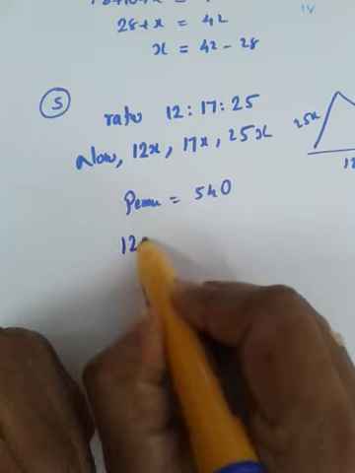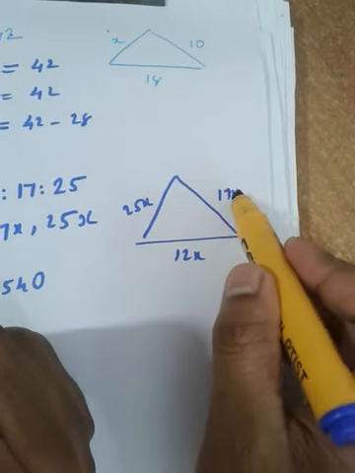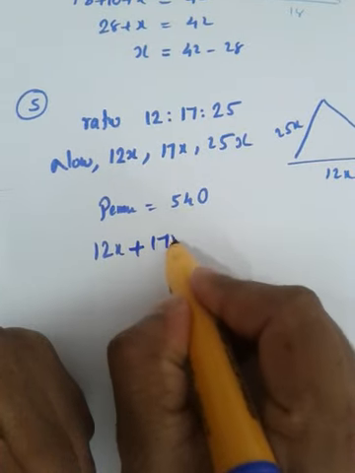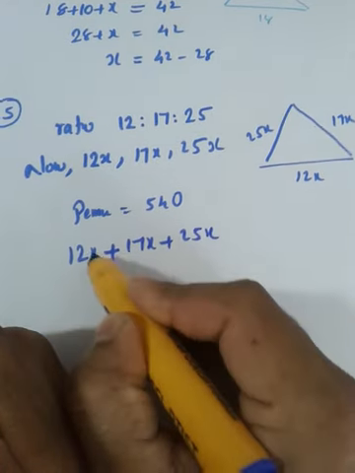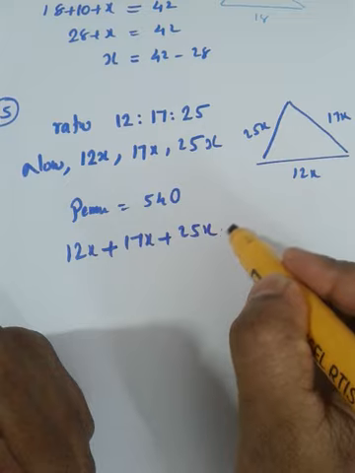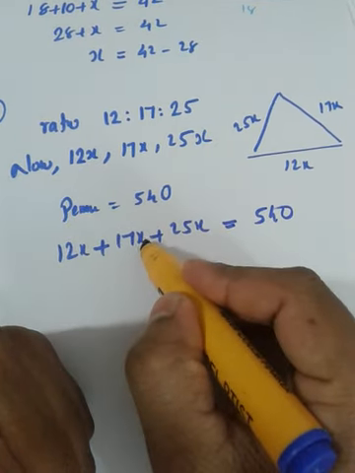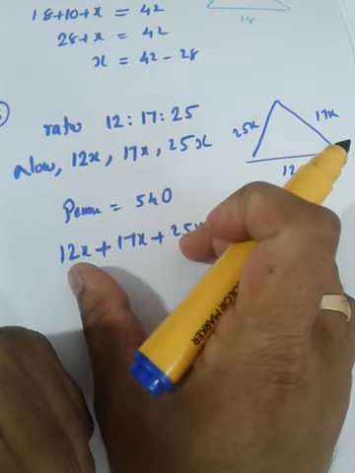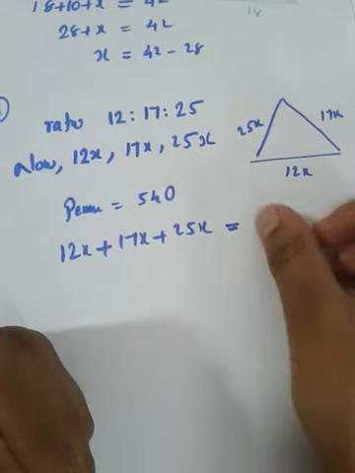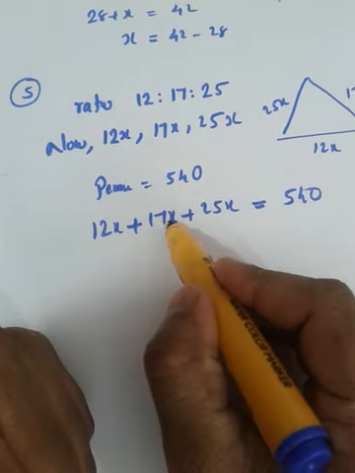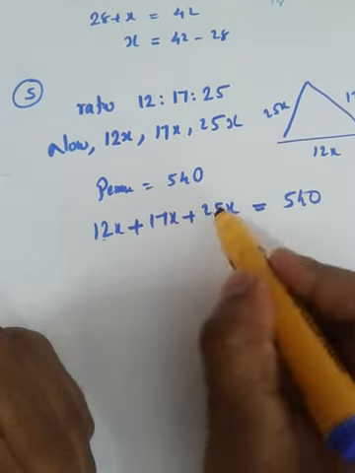That means the three sides are 12x, 17x and 25x. Add the three sides: 12x plus 17x plus 25x. This sum of three sides is the perimeter, and the perimeter is given as 540. So we can equate this to 540. Then what is 12 plus 17 plus 25?